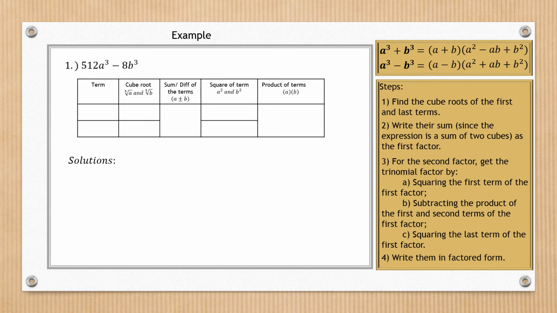Okay, since it is minus, this is the pattern we will follow. Actually, this is a pattern. Okay? So, first step, we identify the terms. You have 512a cubed as the first term and 8b cubed as the last term, or the second term.